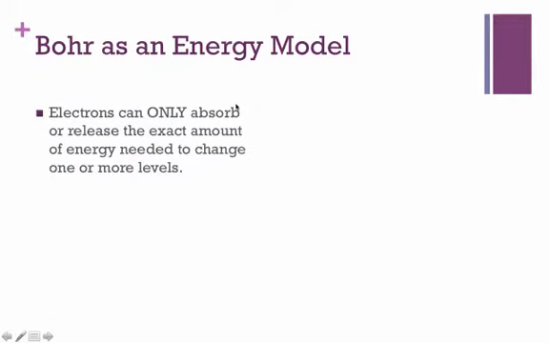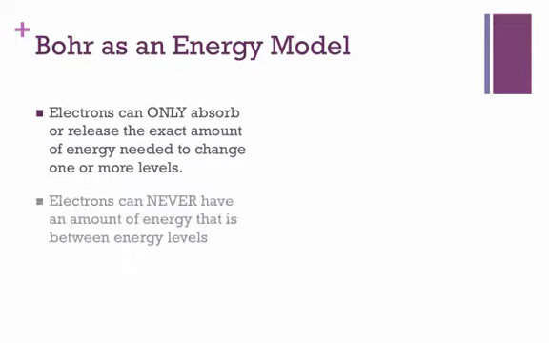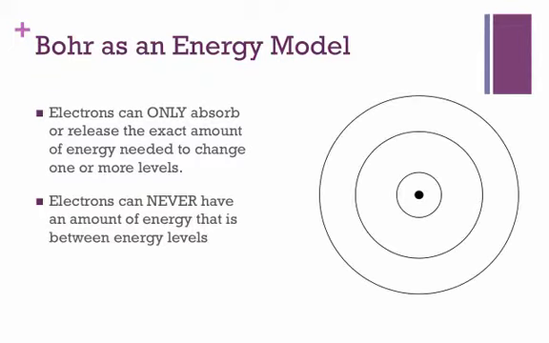Now this brings up a very interesting characteristic that scientists started to notice right around the 1900s, and that's the fact that electrons can only absorb or release the exact amount of energy needed to change one or more levels. And this limited the different amounts of energy that an electron could actually have. Another way of saying this is that electrons can never have an amount of energy that is between two of the energy levels. Now, if that's a little bit unclear, let's take a look again at our picture of the Bohr model over here on the right.